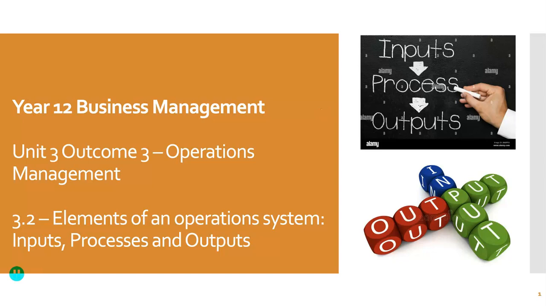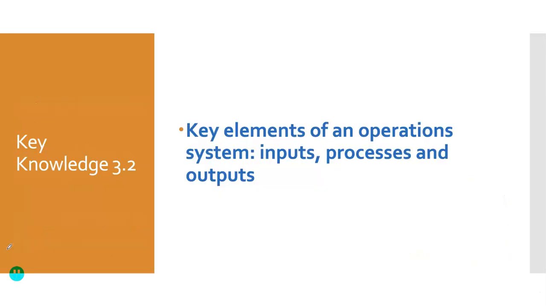We are on Unit 3, Outcome 3, which is all about operations management. This video is going to focus on our second key knowledge point, which is all about the elements of the operation system. And we're going to focus on the inputs, processes, and outputs. If we look at the specific wording from our study design, it is exactly that. You will see that the word elements is listed. That's very important because if you see that word elements, you know that we're talking about this key knowledge point.